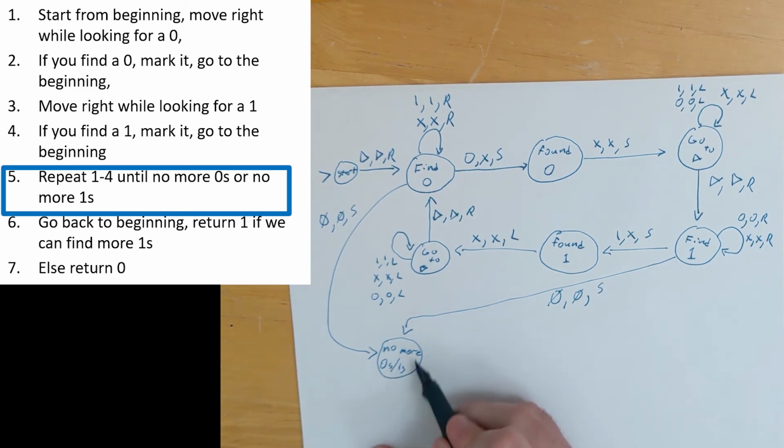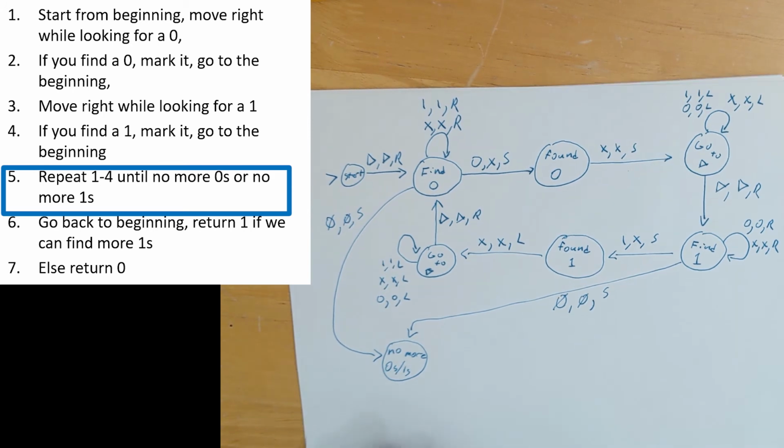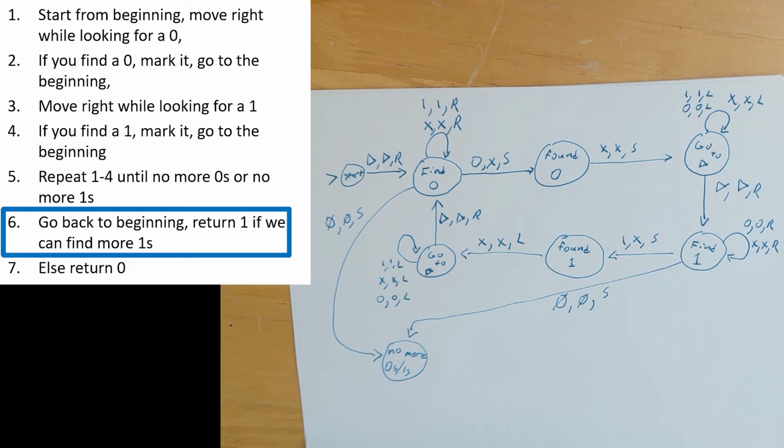So at this point, we've sort of done the majority of the work. We just need to figure out what to return. So from this state onward, we're just trying to figure out the value that our machine should be returning. The way that I'm going to figure out what to return is we're going to go all the way back to the beginning and then check to see if there were any more 1s left on the tape. So if there were 1s left on the tape after we got to the beginning here, then that must mean that there are more 1s than zeros, so we can return 1.